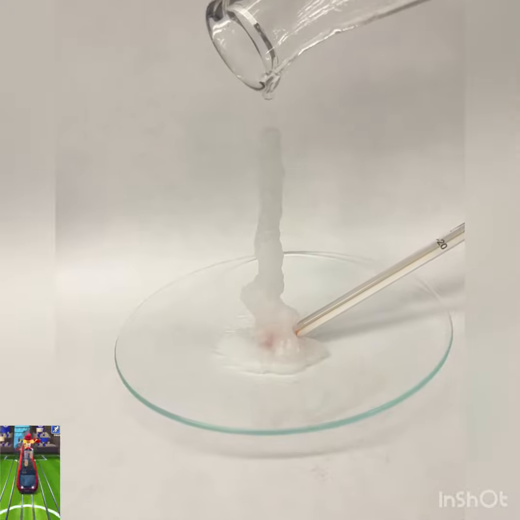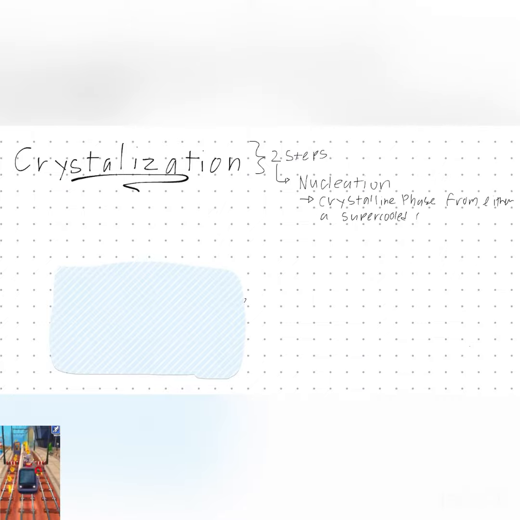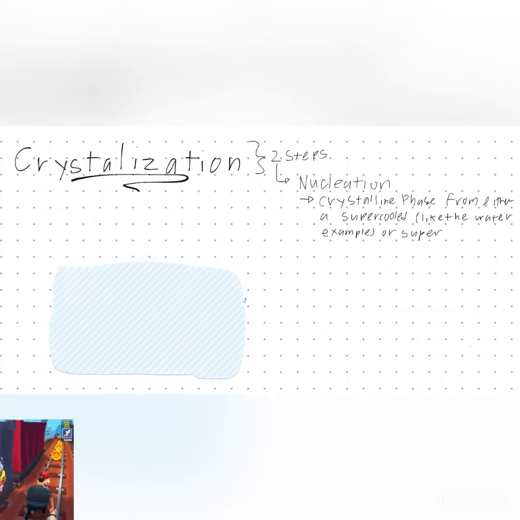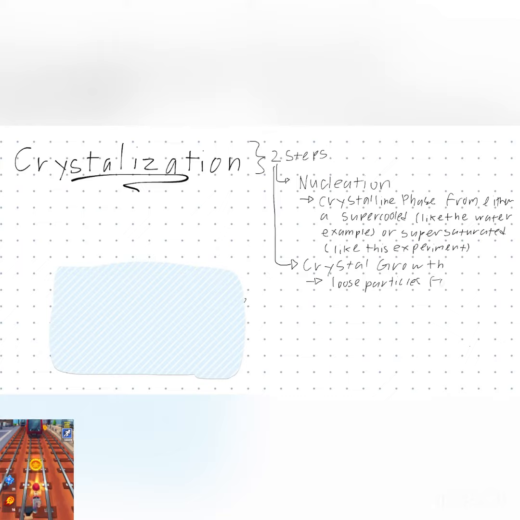There are two steps to crystallization. The first step is nucleation. In this step, there's the crystalline phase. This either comes from a supercooled liquid, like the water example, or a supersaturated solution, like this experiment. The second step is crystal growth.